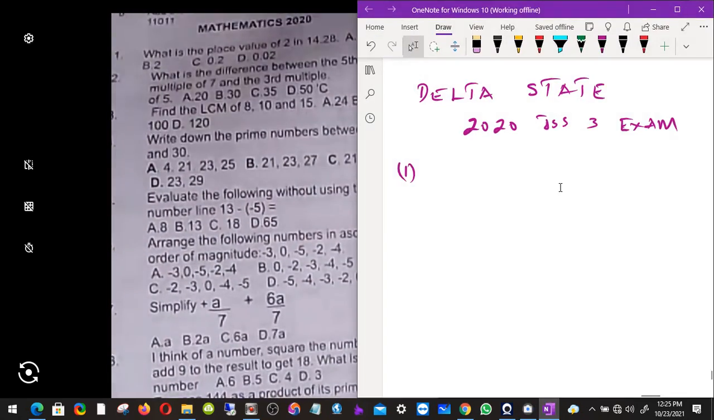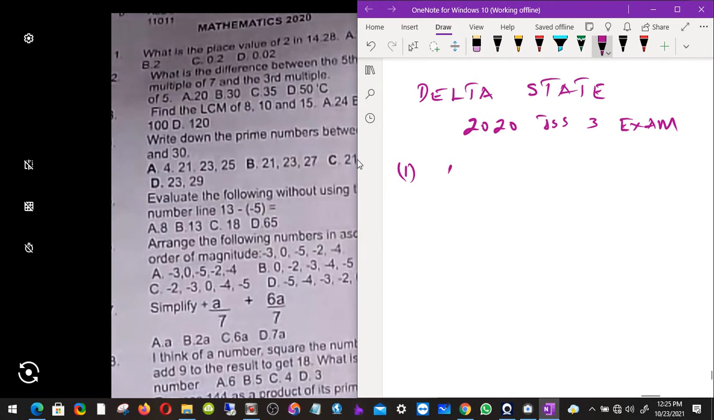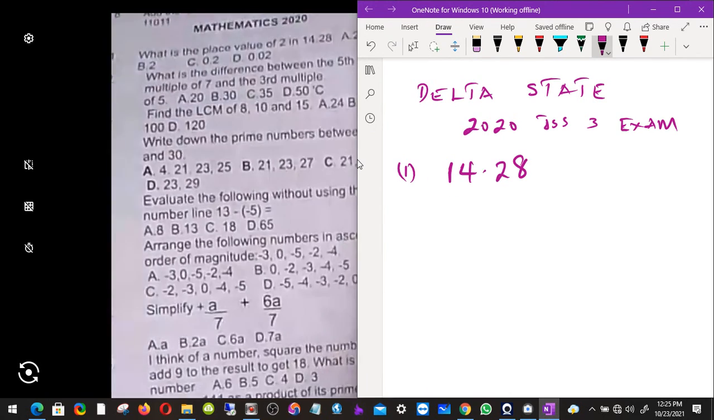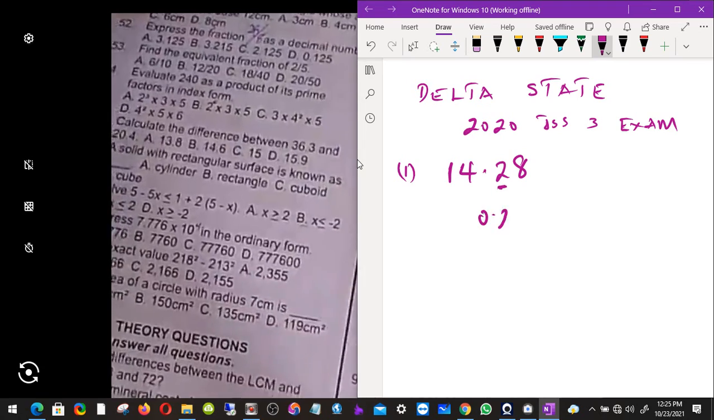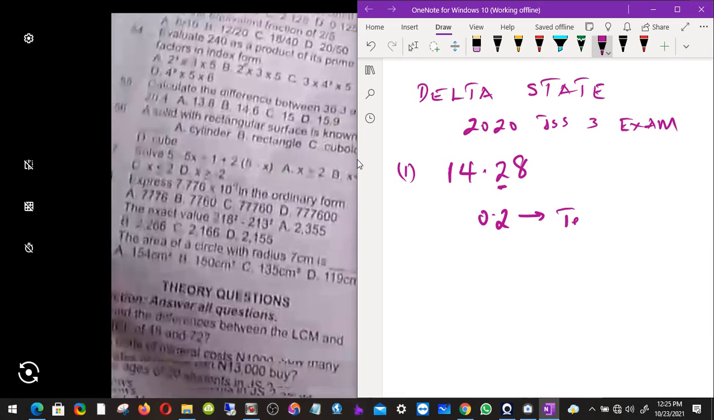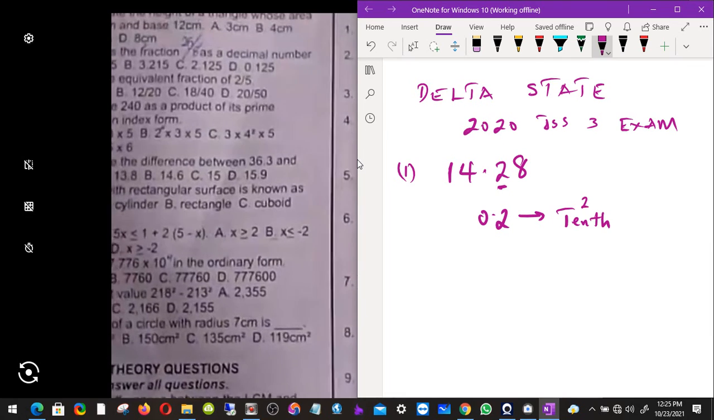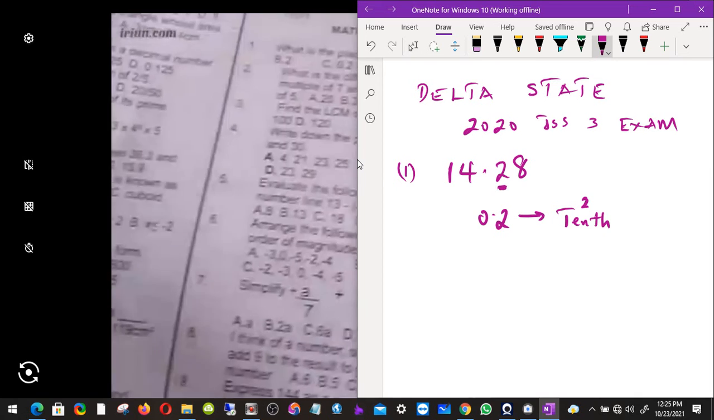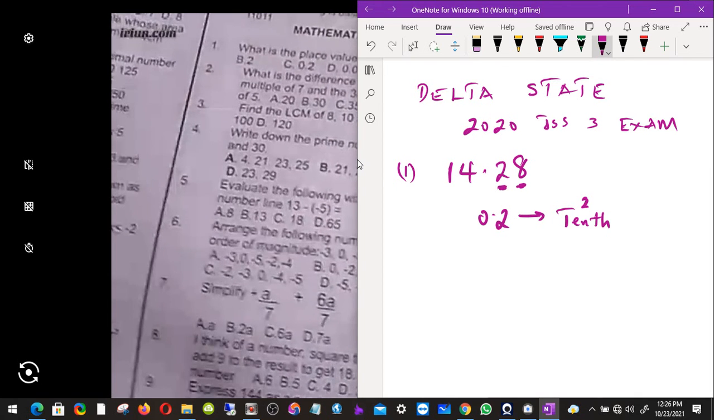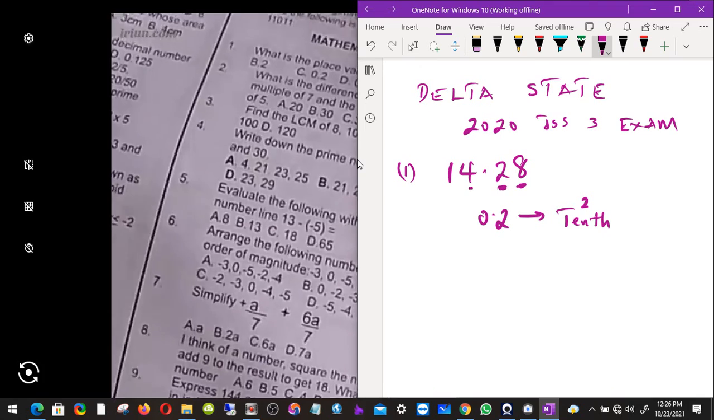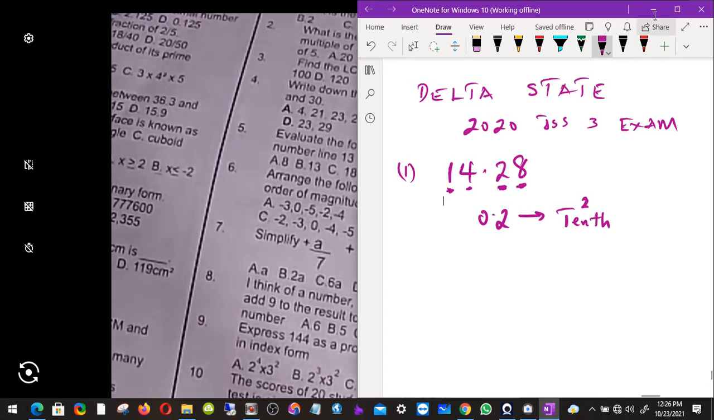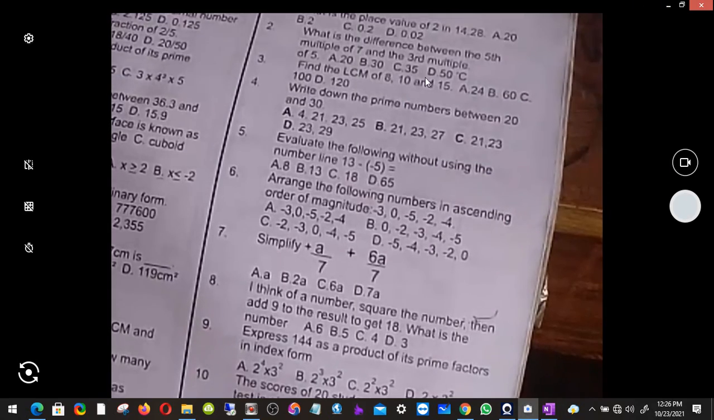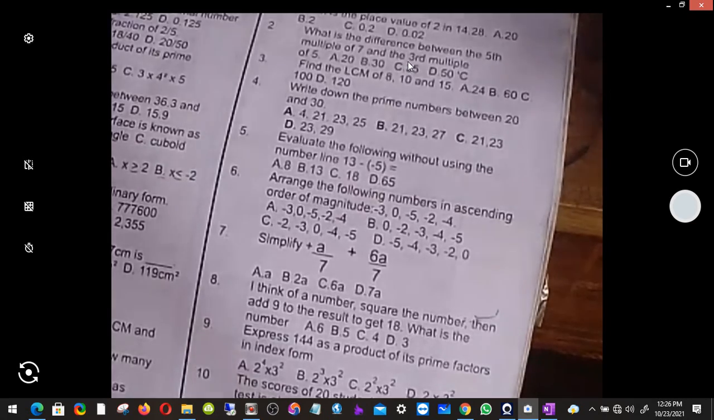14.28, right? If you are not talking, you are wrong. What's the place value for 2? This is 0.2, or we call this what? The 2 is tenths. This is hundredths, which is 8/100. This is units. So that's 0.2, that's the option.